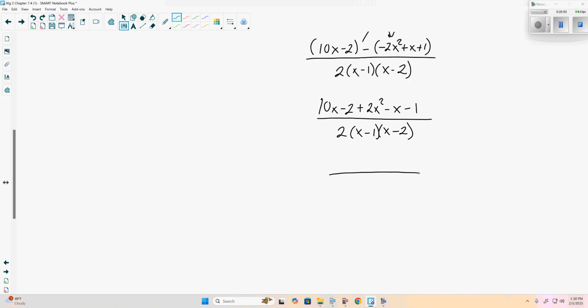Now we combine like terms. Our x squared term doesn't have any like terms, so it's going to be 2x squared. 10x minus x is going to become plus 9x. And negative 2 minus 1 is negative 3.